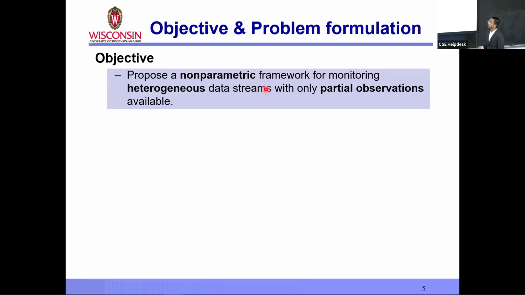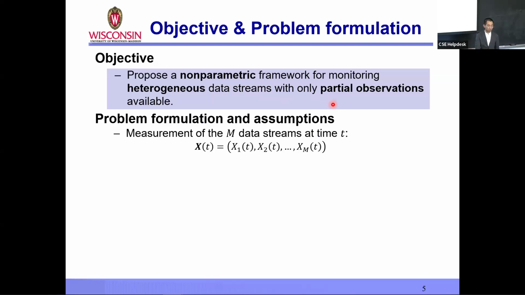So our objective is to propose non-parametric adaptive sampling methods for real-time monitoring. These methods should dynamically select the most informative data streams while handling partial observations and also heterogeneous data types. Throughout this talk, I will assume that there are big M data streams in the system, and the measurements of those data are denoted as X_t here.